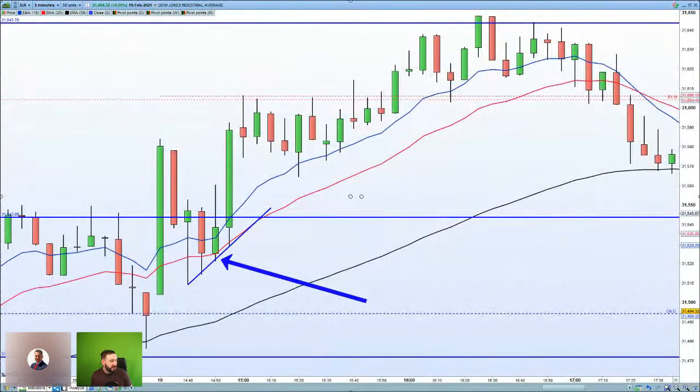So we'll look at some others. Okay, so we've got a triangle wedge happening here, a very common sort of price action pattern, where we've got the market opening. This is the Dow Jones Industrial Average. It rejects the high. It comes back down.